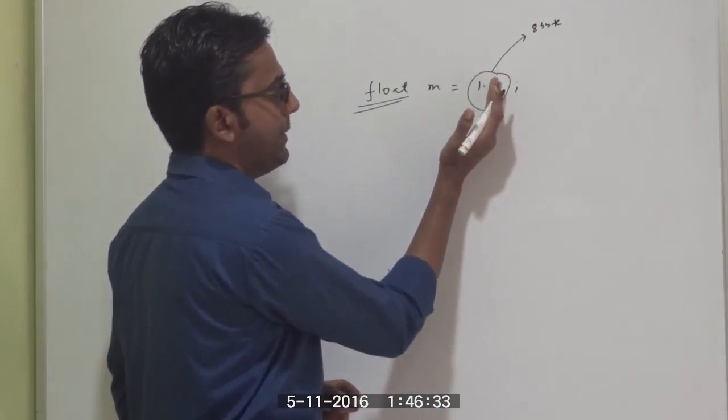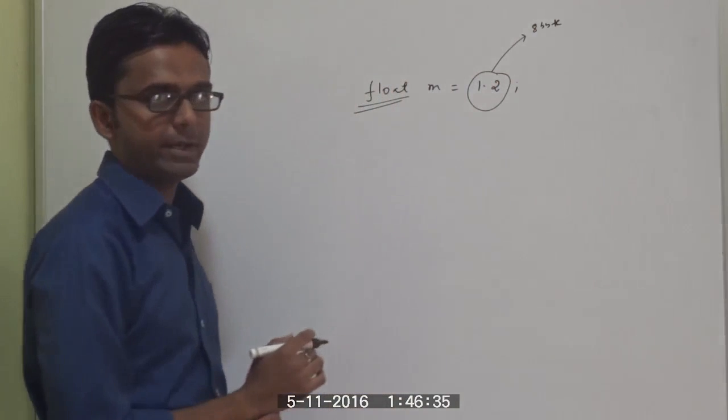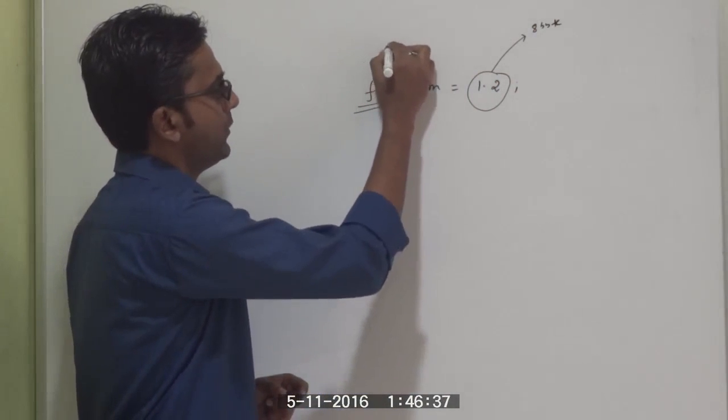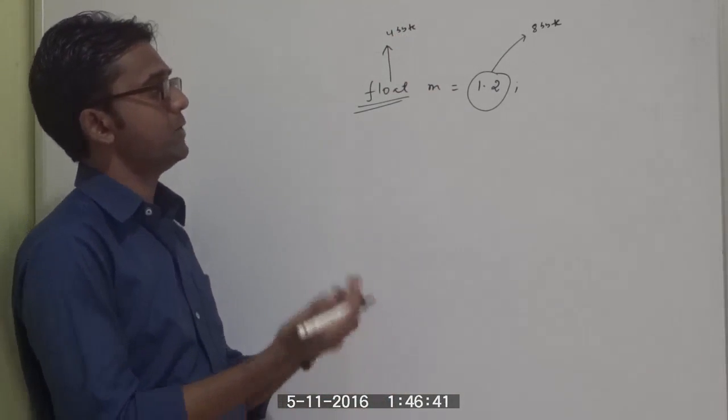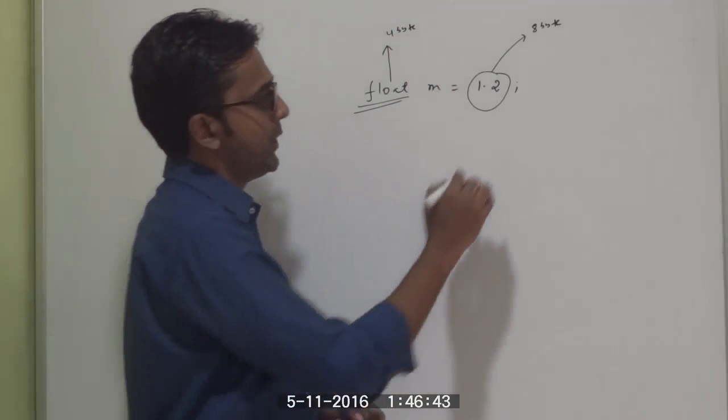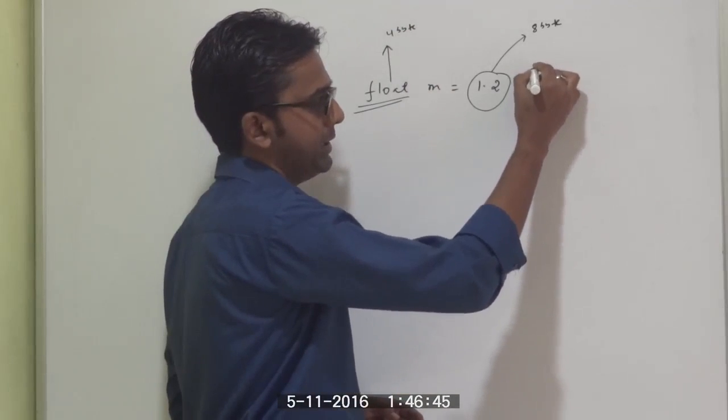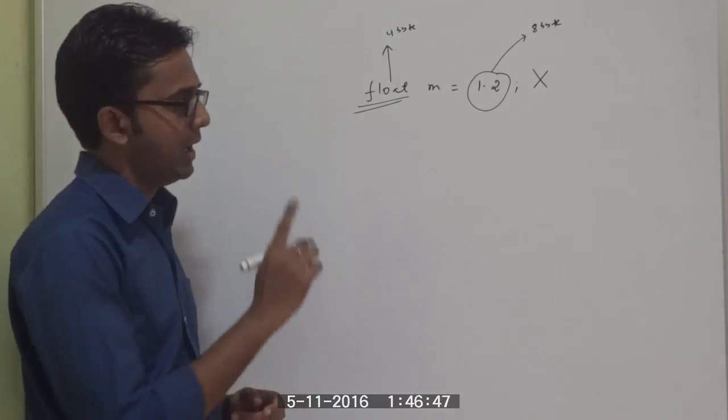Now, where am I trying to store? In float data type. What is the memory size required for float? 4 byte. Now, is it possible to store 8 byte of data in 4 byte of data? No. That's why this statement will generate a compilation error. This is invalid. How to solve this?